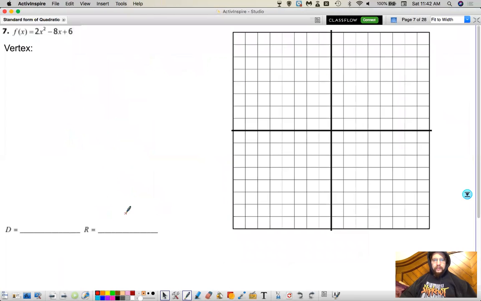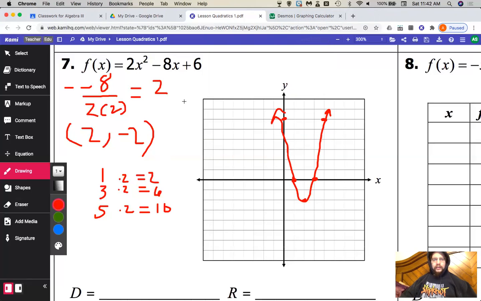And we can talk about the domain and the range. Not going to write it down. Domain, all real numbers. Done. So range is going to be whatever this is going to be, either our starting or ending point. It's opening up. That's where we start. -2 to infinity.